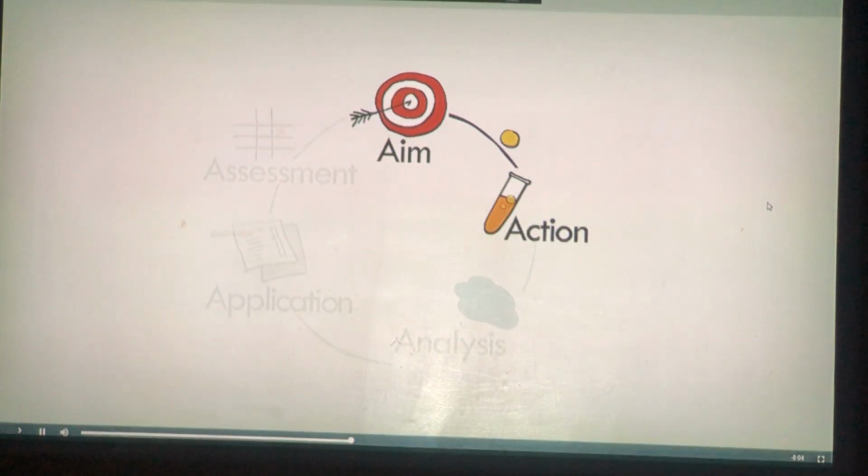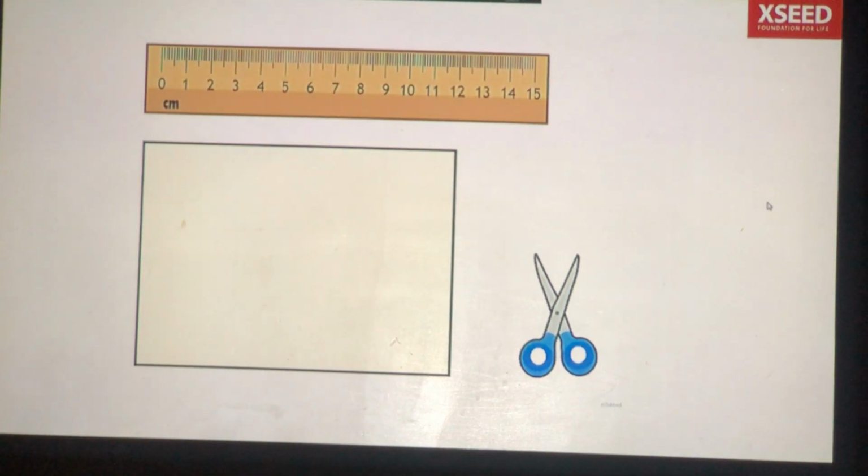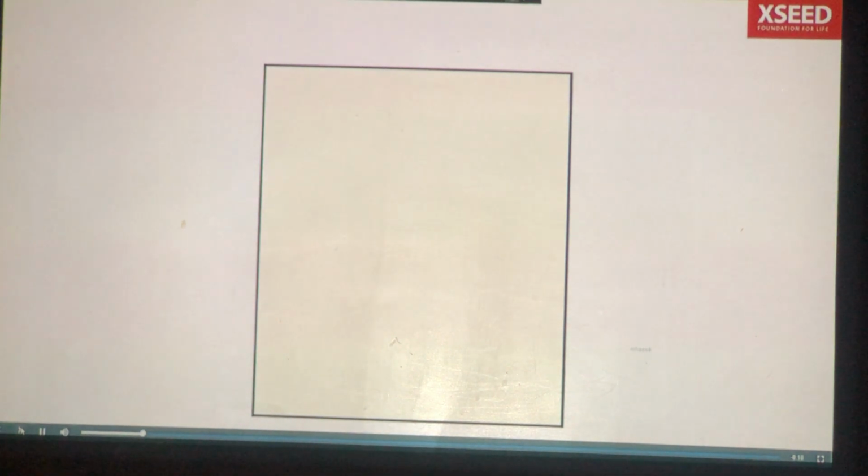Time for a quick activity. Let's get started. Take out a sheet of paper, a pair of scissors, a ruler, a straw, and a glue stick. Let us make a beak.